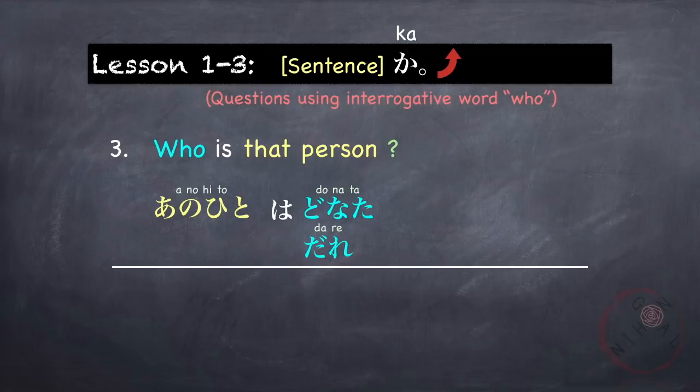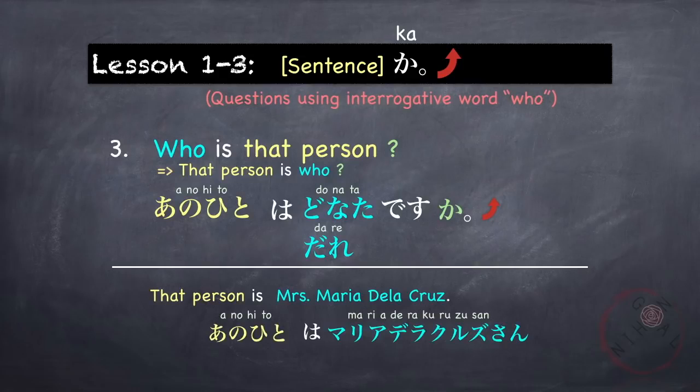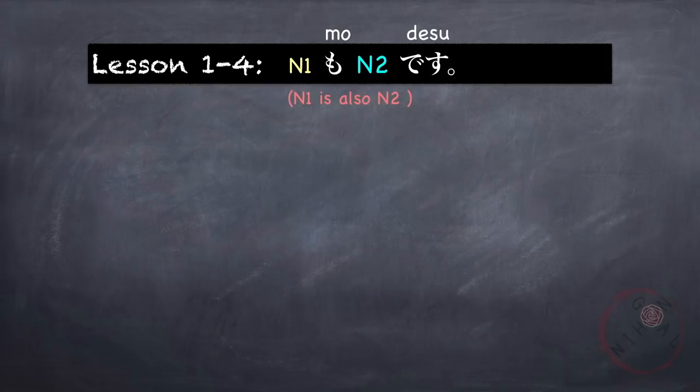Ano hito wa donata desu ka? Who is that person? If we translate the sentence back into English, it literally goes like, that person is who? あの人はどなたですか? So for example, the answer is, that person is Mrs. De La Cruz. あの人はマリア・デラクルスさんです。Okay, moving on.